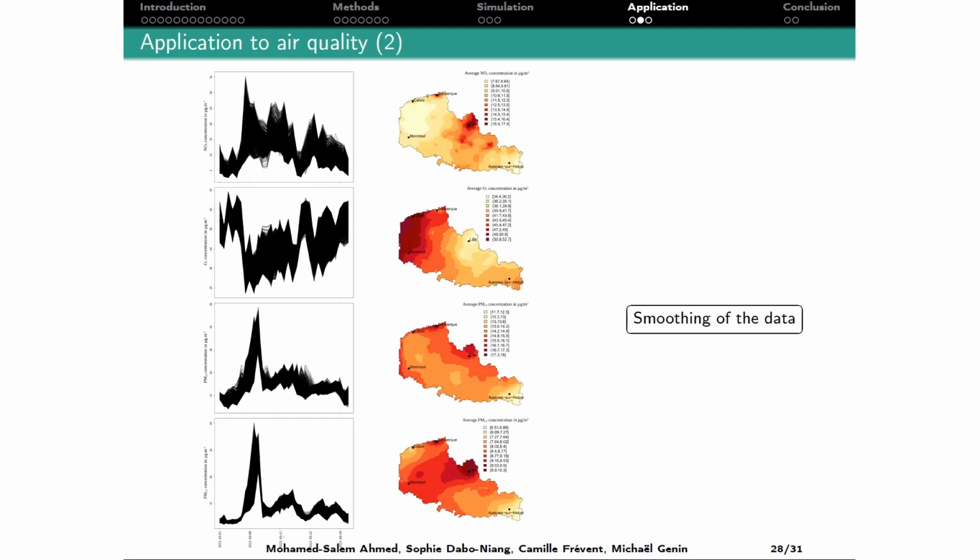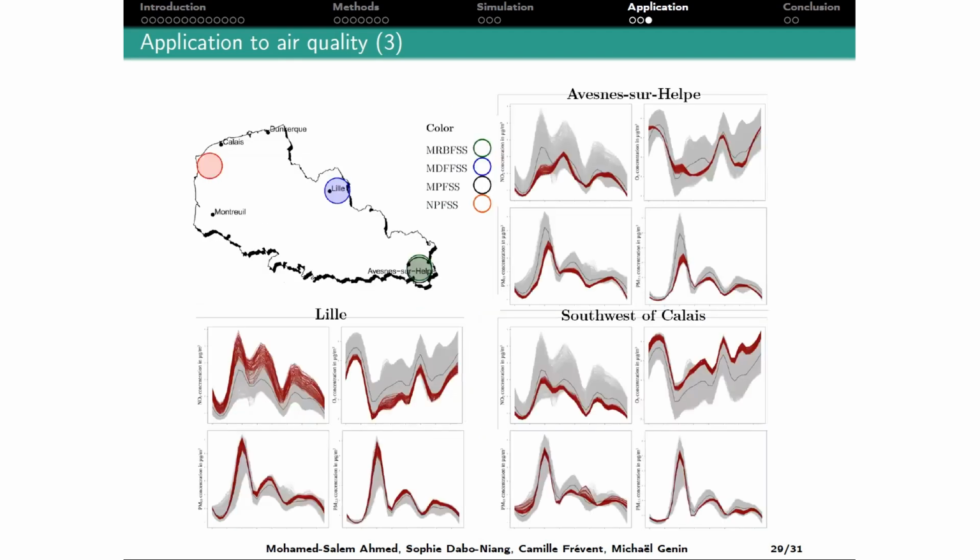So this is the raw data, the basic raw data. After smoothing, this is what we have.